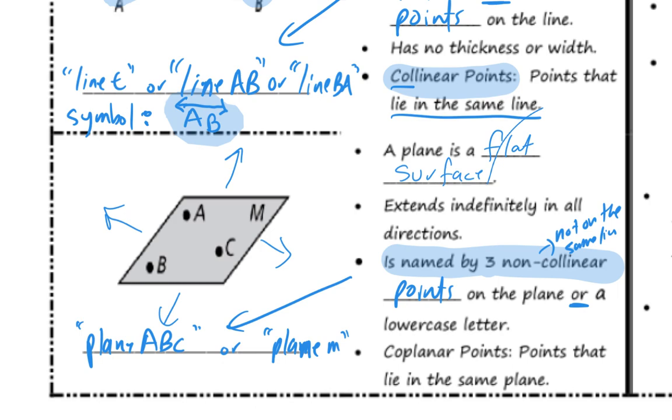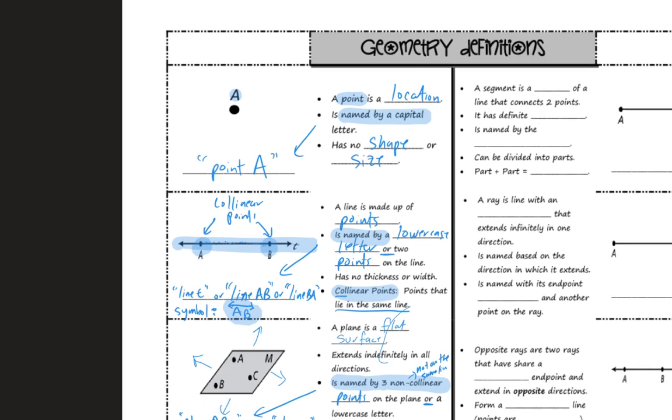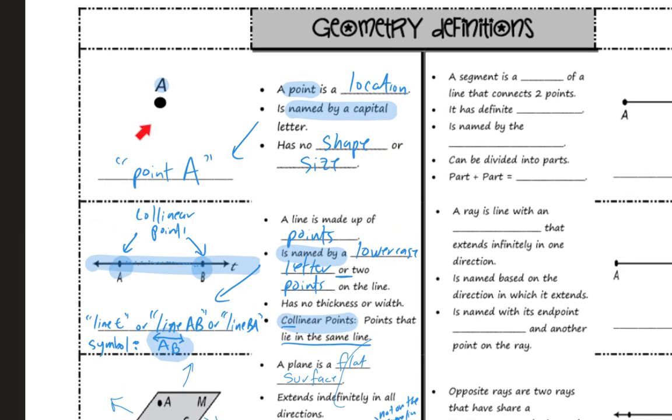Then we talked about what a line looks like. So a line has the arrows on both ends, extends, and then a point is something that looks just like that. Okay, like point A right over here. Okay, so let's keep it moving.